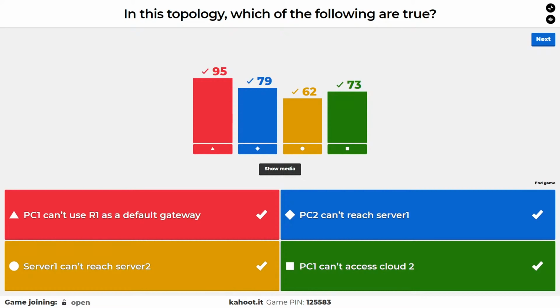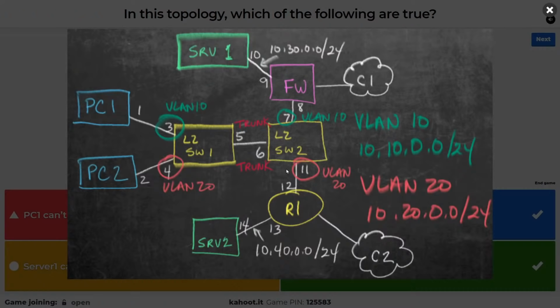I had to throw one zinger in there, and all of these statements are true. Let's just confirm why that is true. Let me bring out my pen once again. The first answer was PC1 can't use R1 as the default gateway. So here's PC1, there's R1. The problem is you can't use a default gateway that's in a different VLAN. Can't reach it. PC1 cannot use R1 because R1 is in VLAN 20, PC1 is in VLAN 10. All right, good to go.